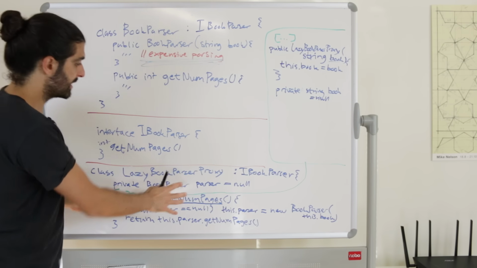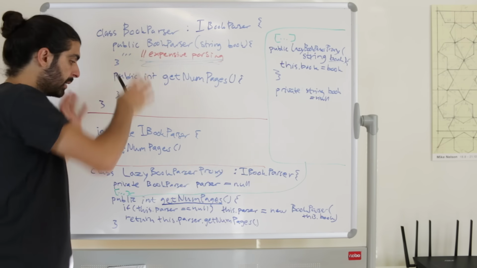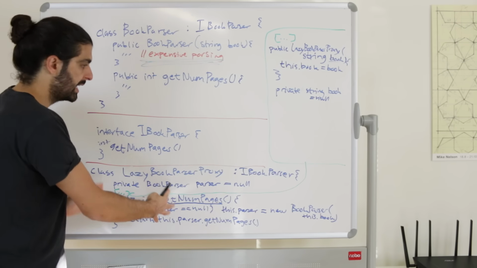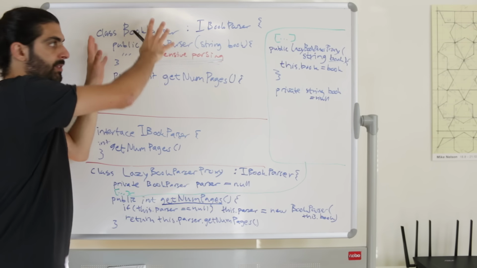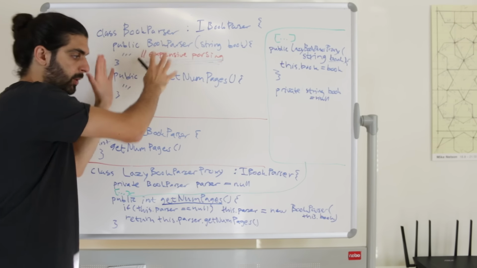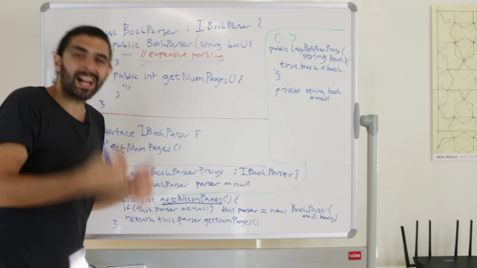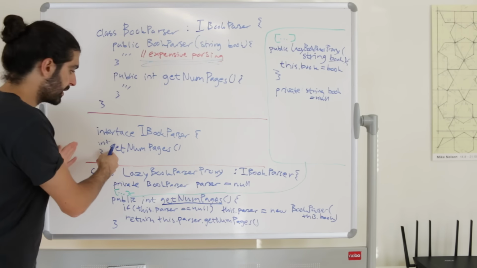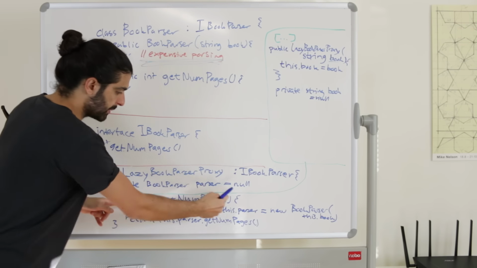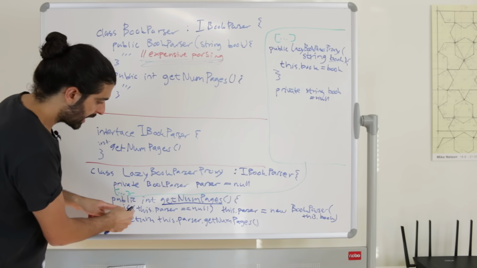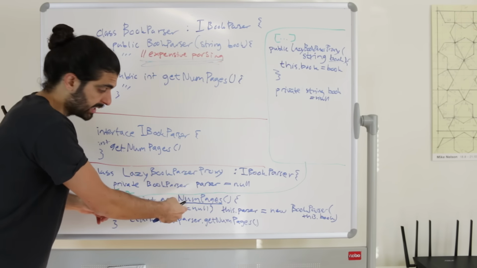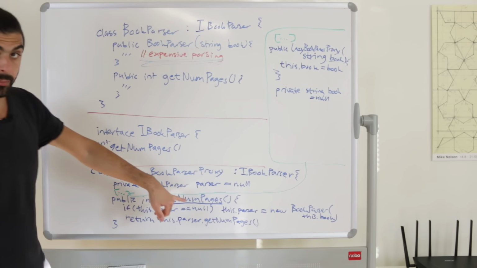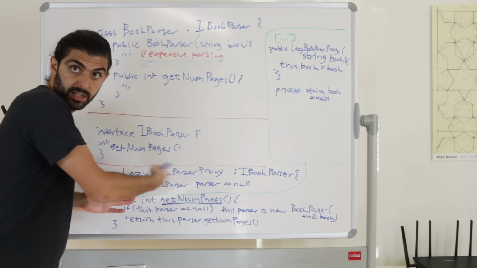The proxy will delegate to this book parser, but it does so in a smart manner. It changes behavior slightly because it delays the instantiation of this concrete book parser, of this real book parser, until it knows that you actually really need that book parser. So, how does it know? Well, we have this method getNumPages, and whenever you call that method getNumPages, it checks, do I have a book parser already instantiated? If I don't, I need to instantiate it now, because when they called getNumPages, I will definitely need this underlying book parser.